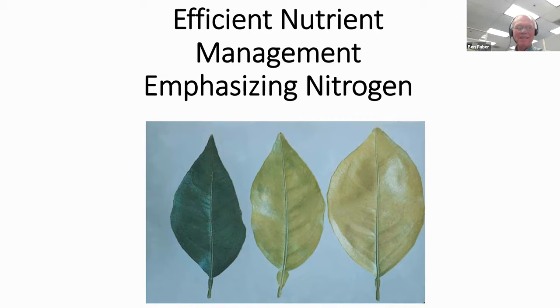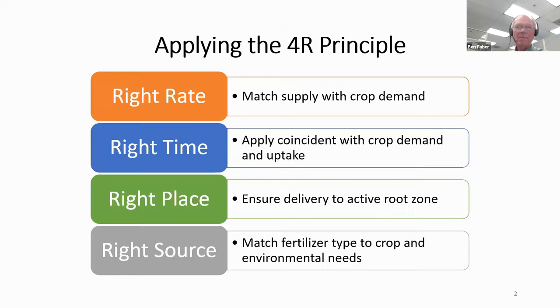The citrus leaf on the left has adequate nitrogen. The one on the right is yellow, and this is very typical of a poorly nitrogen-managed orchard.